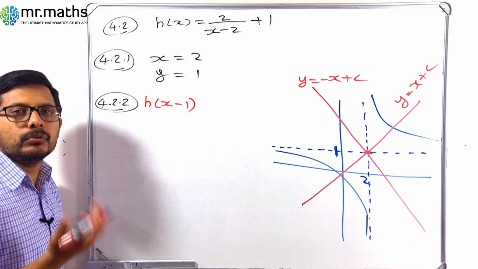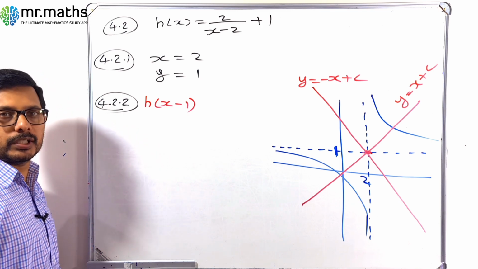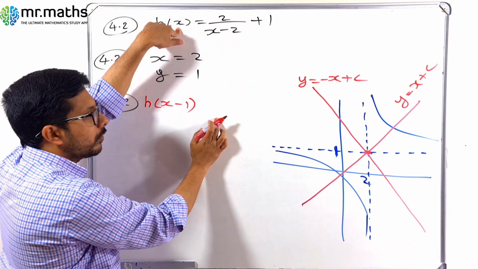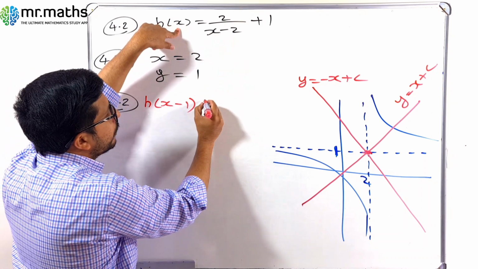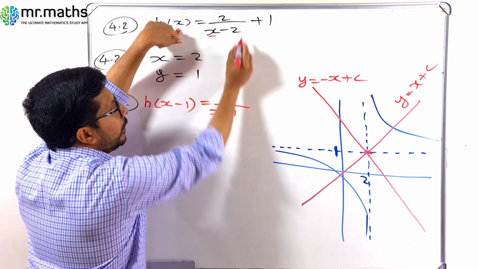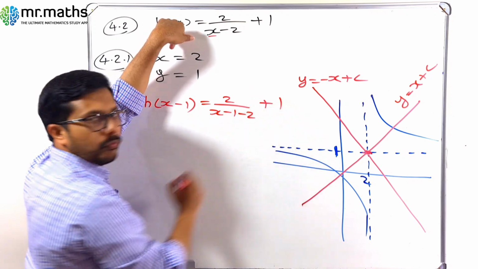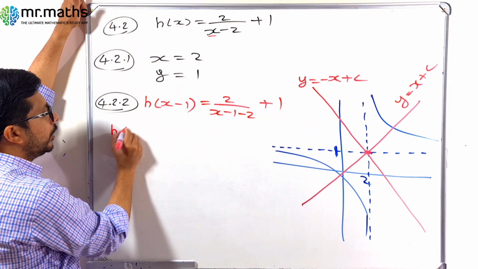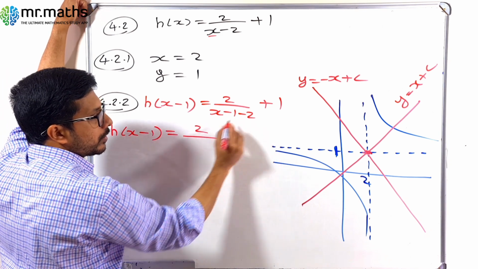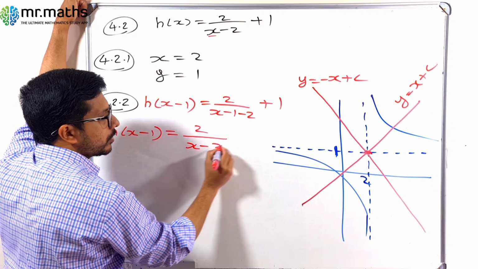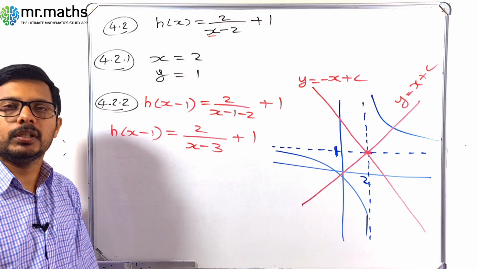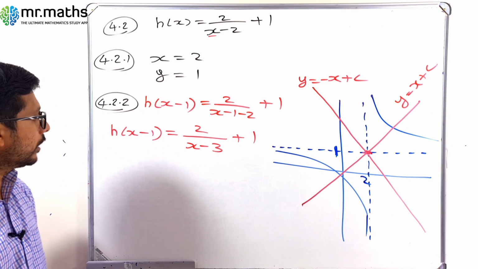So first of all we have to find the equation of h of x minus 1. When it is x, here it is x. When it is x minus 1, there you also have to write x minus 1. So what is that? 2 divided by, instead of this x I am going to write x minus 1, then minus 2, plus 1. So the equation of h of x minus 1 is 2 divided by x minus 3, plus 1. Okay, so this is the equation of h of x minus 1.